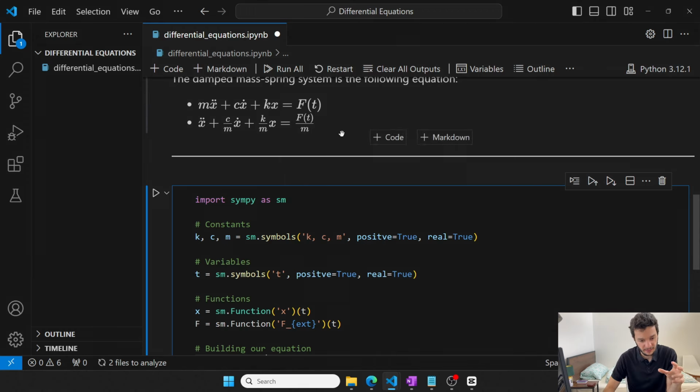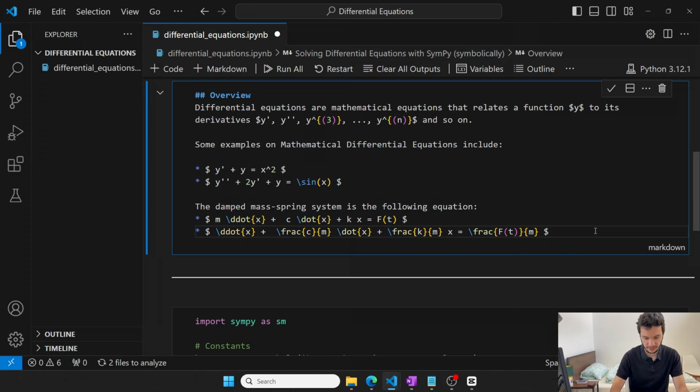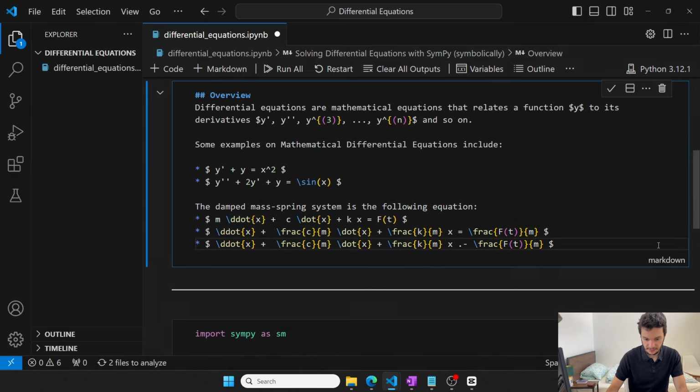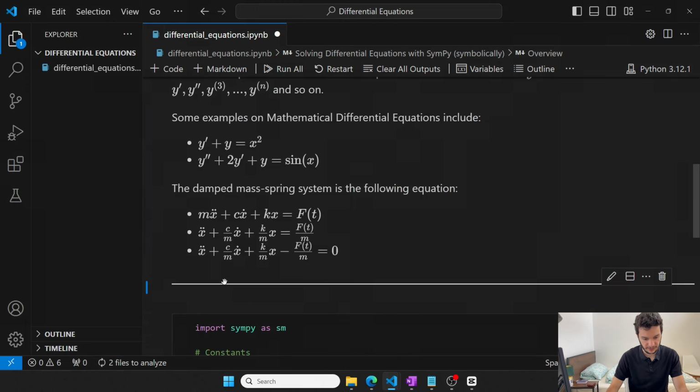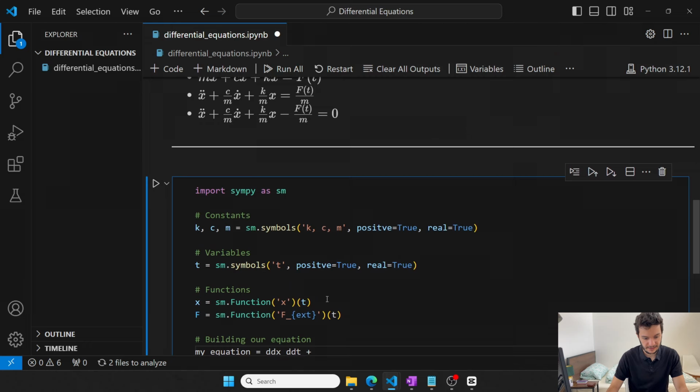We have this f of t divided by m, which we bring to the left. So we'll have, let me write this down again, minus equal to 0. This is what we will have. So let me write this down. We know that we want to have a second derivative in time, so let me call it ddx divided by ddt, okay? And then plus here, it is c divided by m, so c divided by m times dx over dt, plus k divided by m times x minus f divided by m.